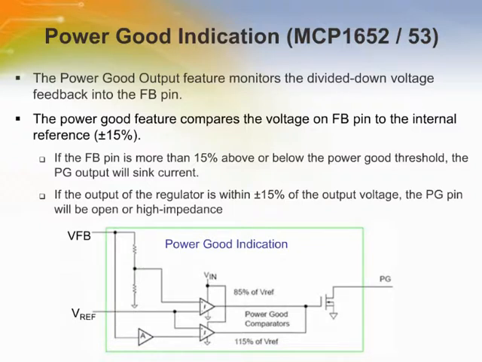The power good output feature monitors the divided down voltage feedback into the FB pin. When the output voltage falls more than 15% typical below the regulated set point, the power good output pin will transition from a high impedance state, or open drain, to a low state capable of sinking 10 milliamps. If the output voltage rises more than 15% above the regulated set point, the PG output pin will transition from high to low.